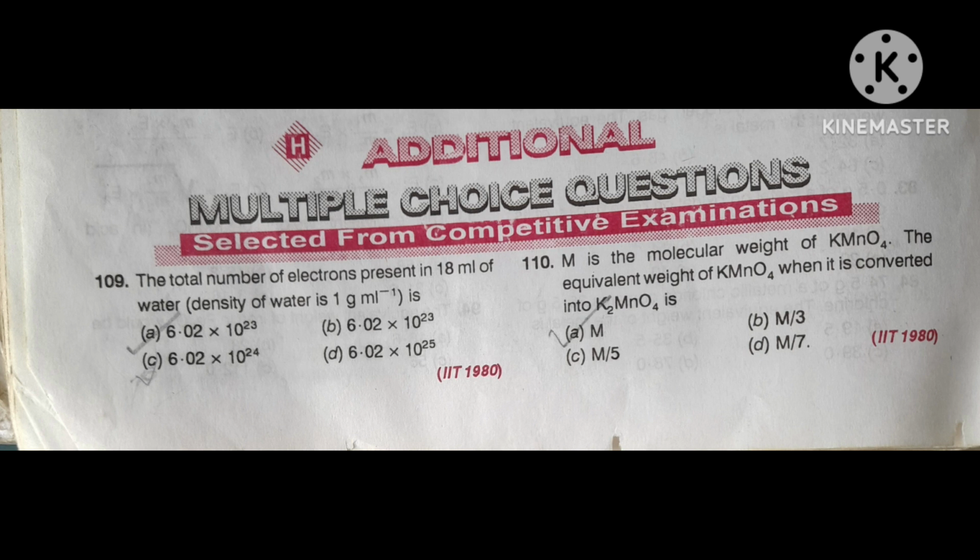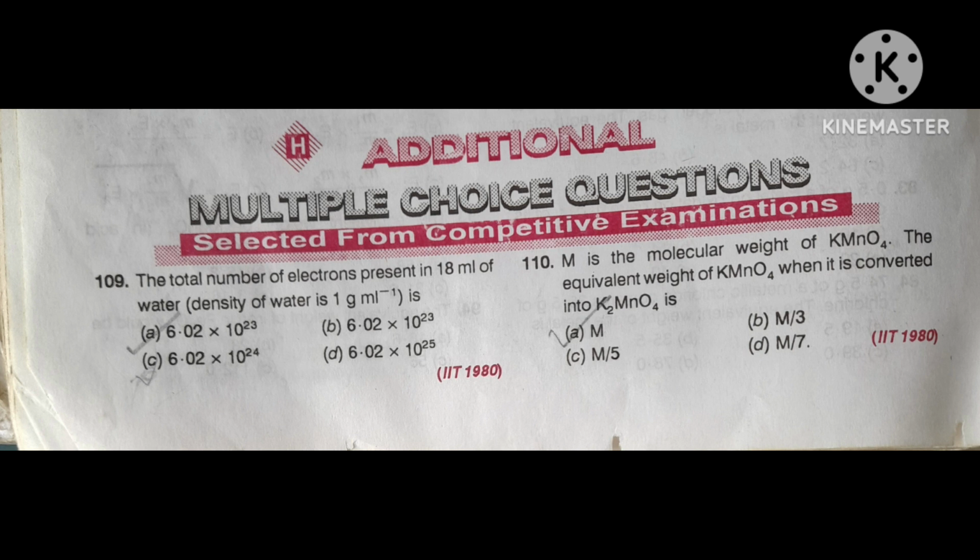And 1 mole means how many molecules? It will be the Avogadro number, that is 6.02 into 10 to the power 23 molecules. And in this H2O, how many electrons are there? Each hydrogen has one electron and oxygen has 8 electrons, so total 10 electrons in one H2O. Then in the Avogadro number, how much? Multiply by 10, that is 10 into Avogadro number. That is the total number of electrons.